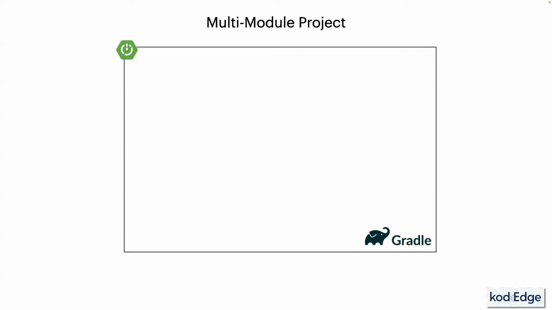Now let's break down the modules in our project. We will be developing a Spring Boot project using Gradle as the build system. The first module will be the domain module. The domain module will contain all the business logic, and all other modules will be dependent on this domain module.